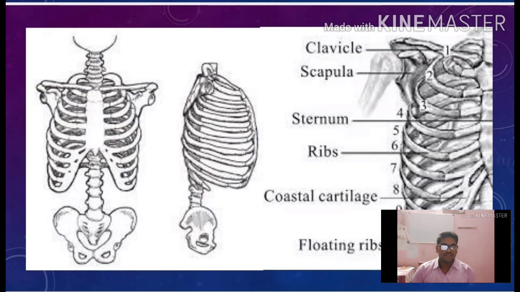Here you can see the clavicle, scapula, sternum, ribs, costal cartilage, and floating ribs. You can see that 1 to 7 are the true ribs. Then 8, 9, 10 are the false ribs, and 11 and 12 are the floating ribs. They are not attached to anything. You can see in the picture that the last two ribs are not attached to anything. They are called floating ribs.